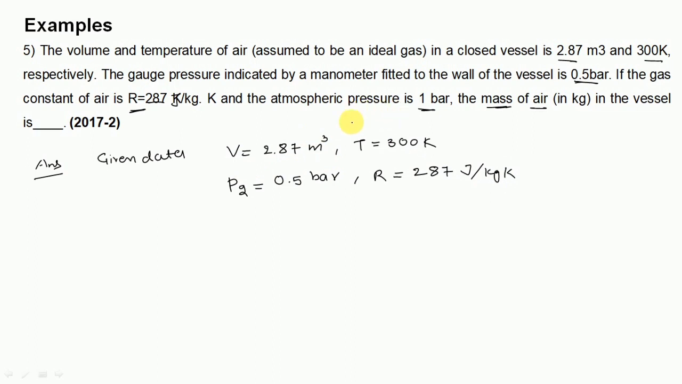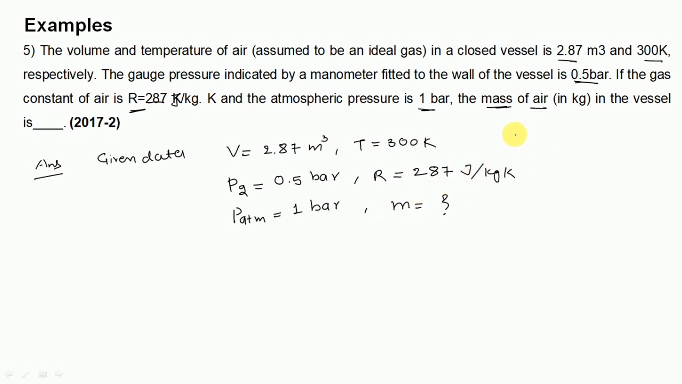And here the atmospheric pressure is given. So P atmosphere, and the value is 1 bar, and we need to finally find the mass. So you can see from the data here whatever the values are given, pressure, volume, temperature, and R, you need to find the M, mass.